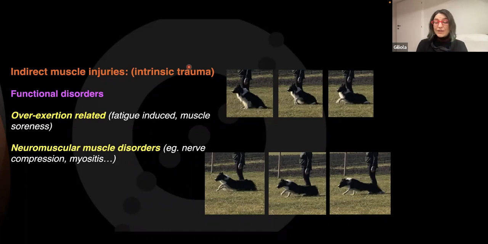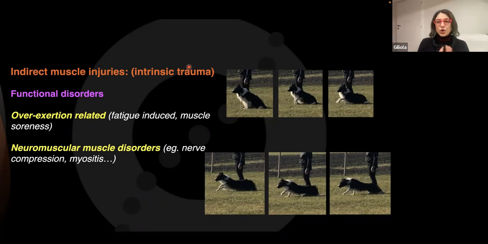Ultrasound together with MRI are the only two modalities that allow us to see fascia without cutting and opening the patient. Or we can have neurological disorder. Again, if I have a nerve compression, the muscle will suffer. We tend to see more changes with neurological disorder in the muscle compared to overextension or over fatigue, but most of the time they are non-specific.